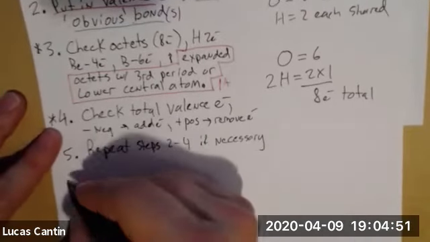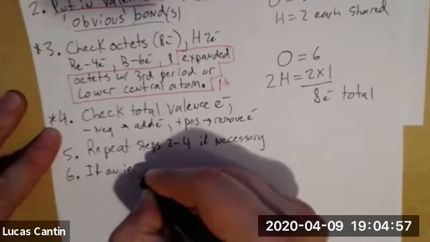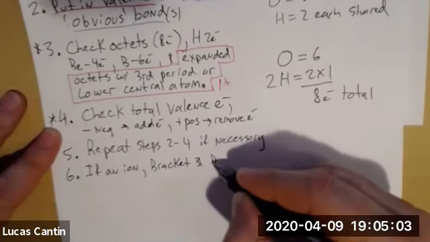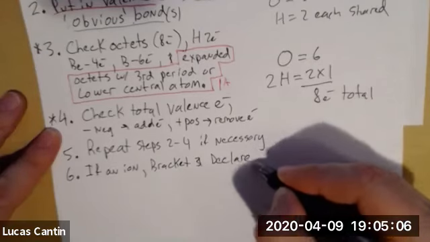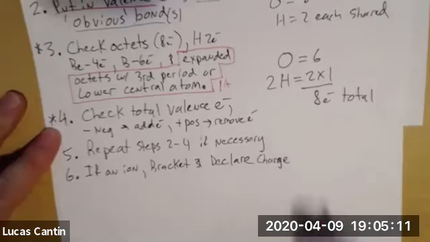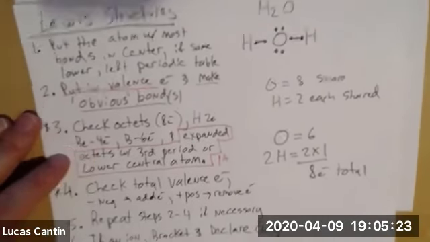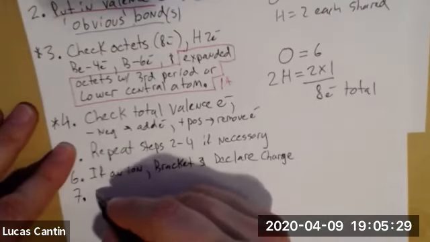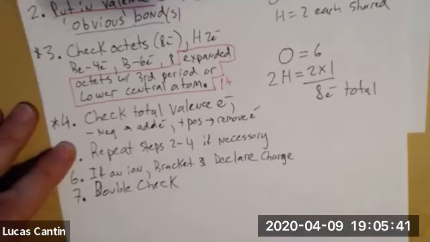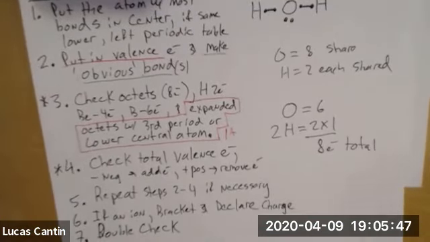Another rule that doesn't apply: if an ion, bracket and declare the charge. And we'll do an example of that too. If it doesn't have a charge, I better not put a bracket around it. I'm only going to put a bracket around a Lewis structure that has a charge. For 7, I say, double check while you're learning, okay? This is kind of an extra, just double check your octets before you write your test answer, what have you, okay?